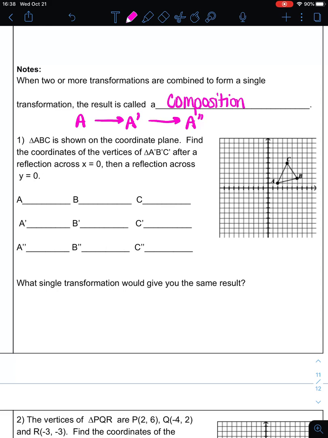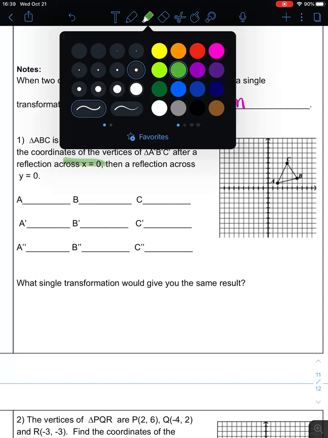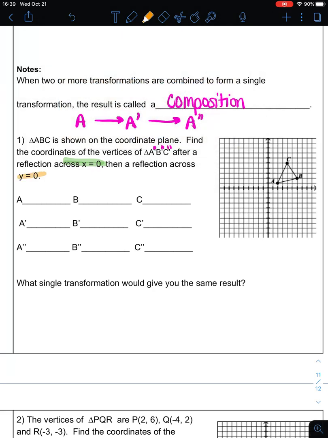So let's look first at this one. ABC is shown on the coordinate plane. Find the coordinates of the vertices of A double prime, B double prime, and C double prime after a reflection across x = 0, and then a reflection across y = 0.